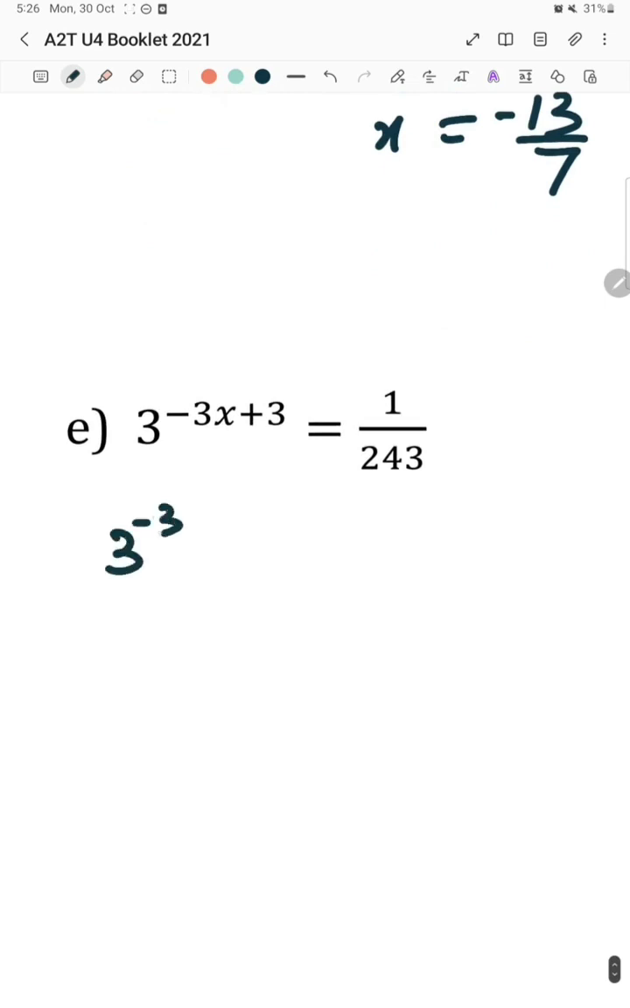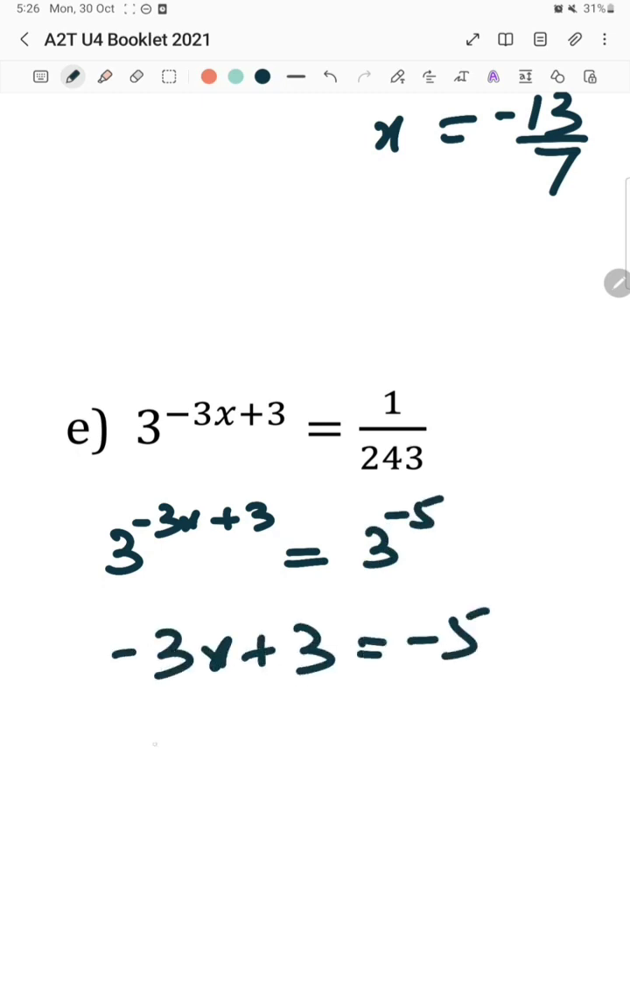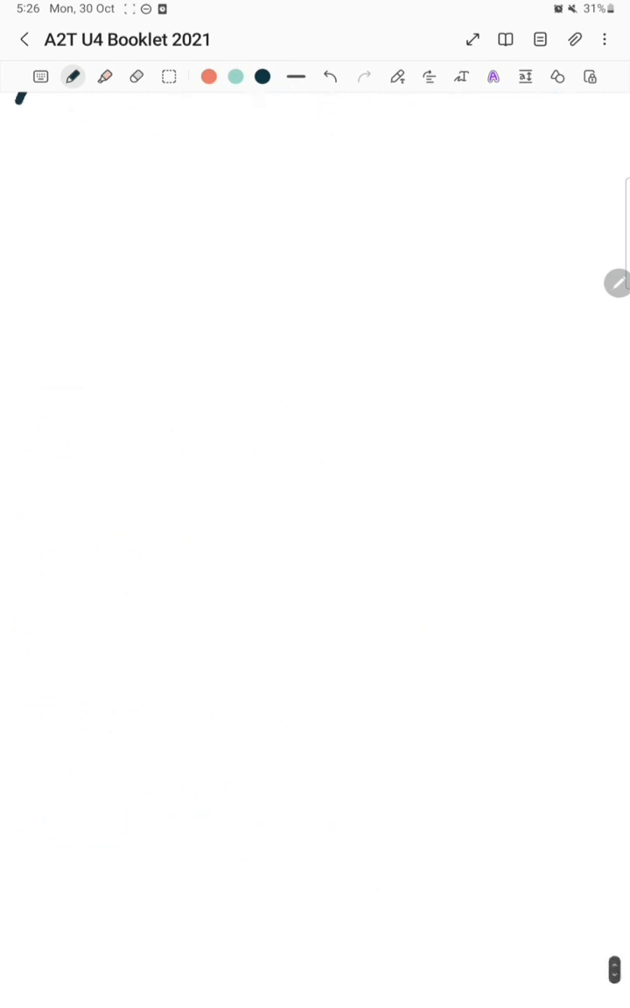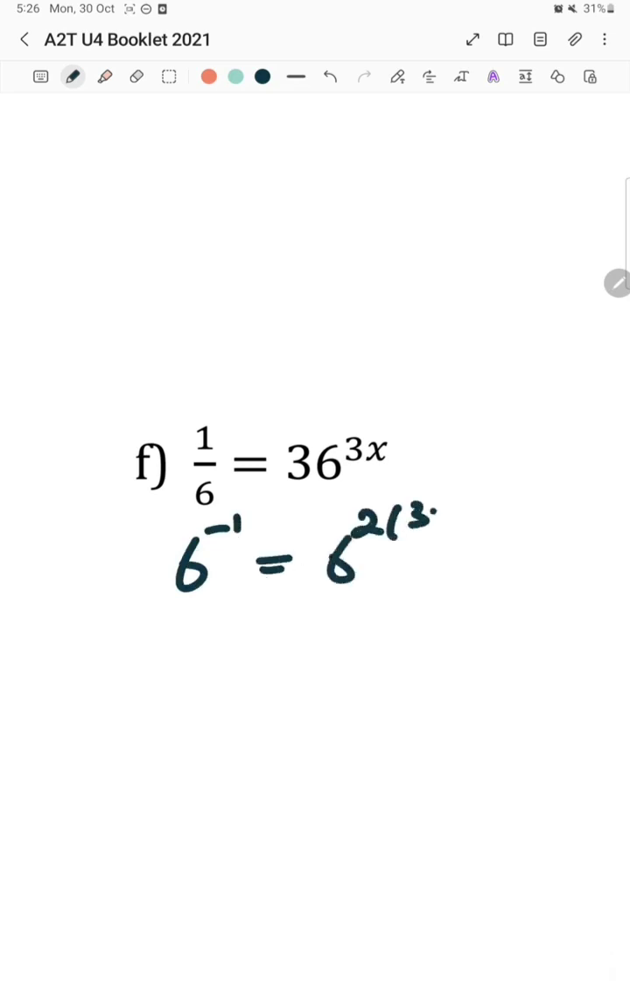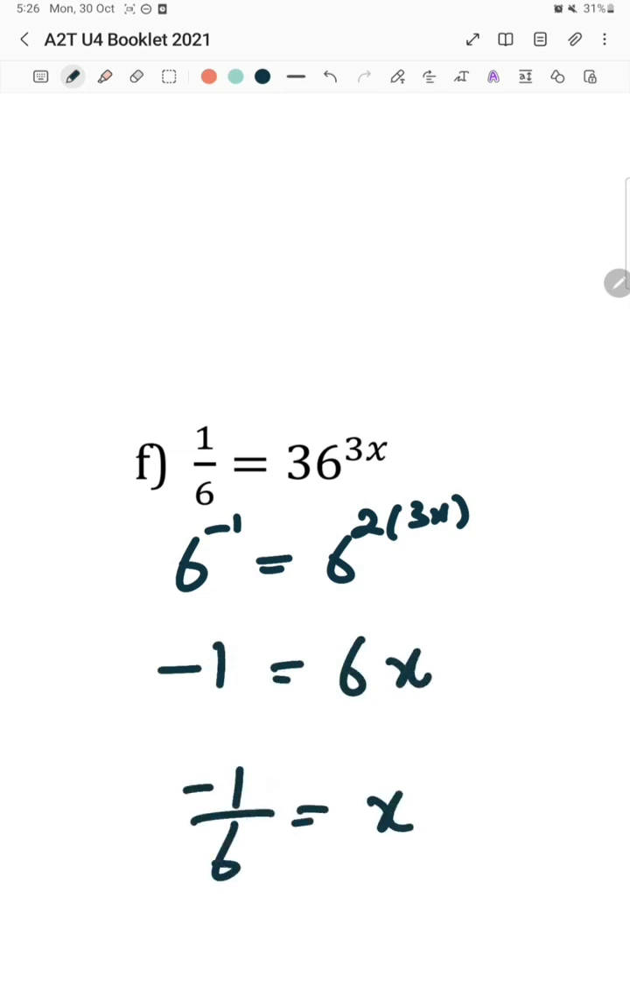Okay, 3 to the power minus 3x plus 3, which is equal to 3 to the power minus 5. Minus 3x plus 3 is equal to minus 5, minus 3x is equal to minus 5 minus 3, which is minus 8, x is equal to 8 by 3. 6 inverse is equal to 6 square. 3x minus 1 is equal to 6, x minus 1 by 6 is equal to x.